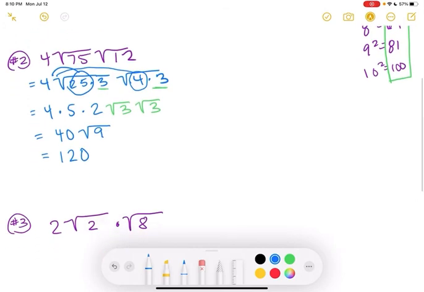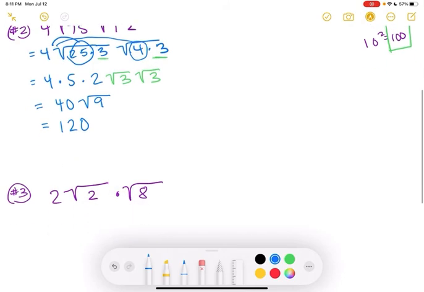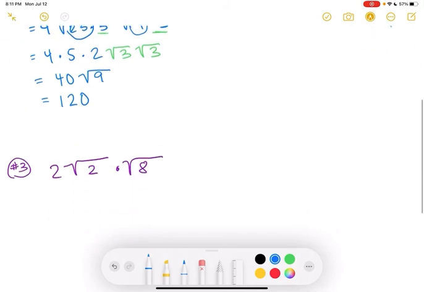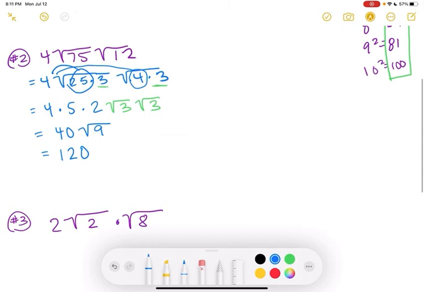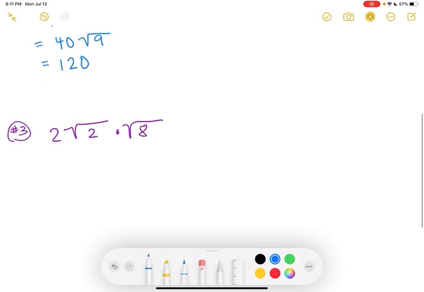Sometimes you actually won't be able to break them down like that. The 75 and the 12 broke down nicely, but if you look at this final example, the 2 and the 8, I can't break those down because there are no perfect squares I can use to get those numbers. Some students think, oh, I'm done because I can't break those parts down. But that's not true, because you can multiply those together and then simplify.